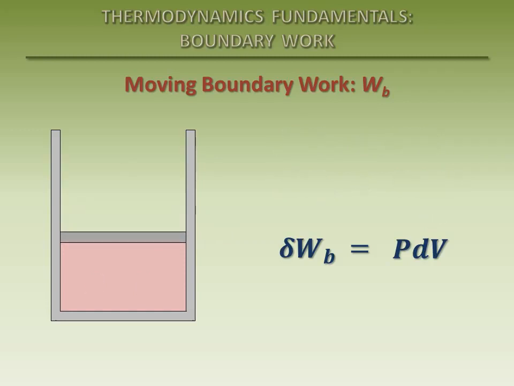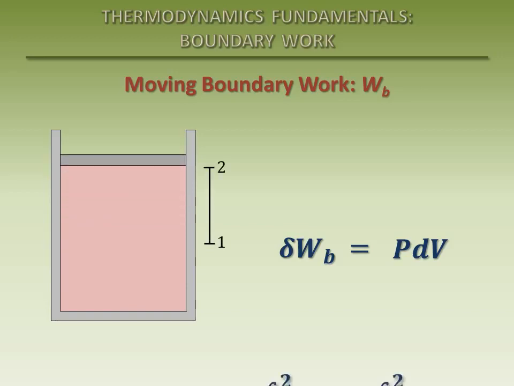The total boundary work done as the piston moves from point 1 to point 2 can be obtained by adding all of the differential work from state 1 to state 2. This is done by integration. Recall that work is a path function, so the integral of the differential boundary work done from point 1 to point 2 is simply equal to the total boundary work done during the process.